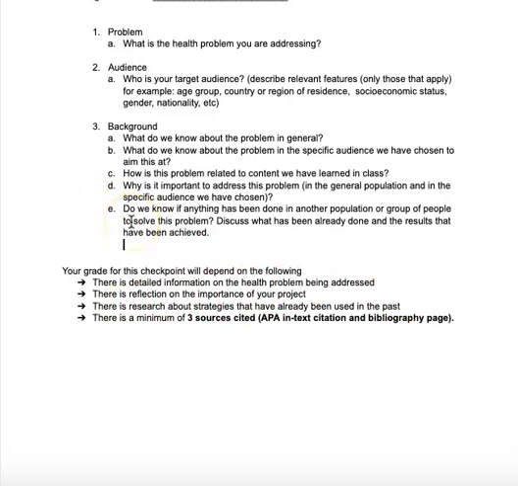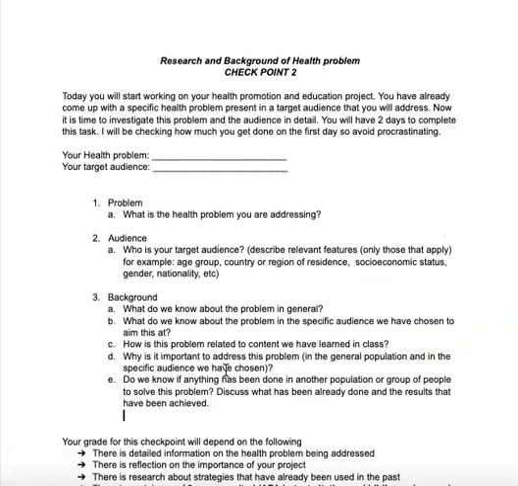Every health problem in some shape or form has been addressed by some other people. Okay, so you need to find that information. And when you're doing all of this, you are going to be citing at least 3 sources, APA style citations, and it needs to be both in text. So as you're writing, you're going to cite it in the text, and you're going to create a bibliography page. So hopefully that makes sense.